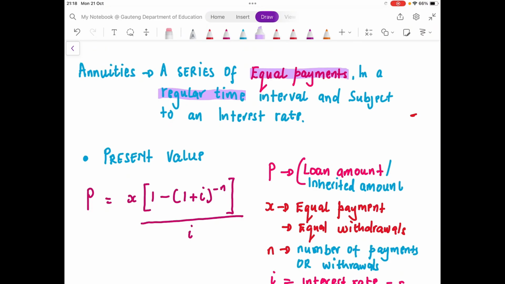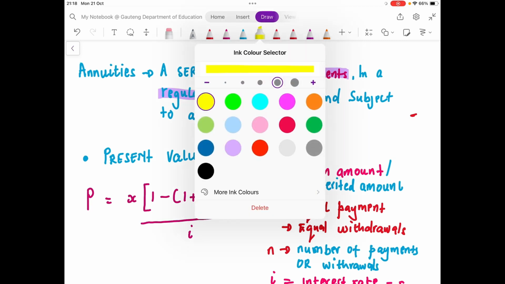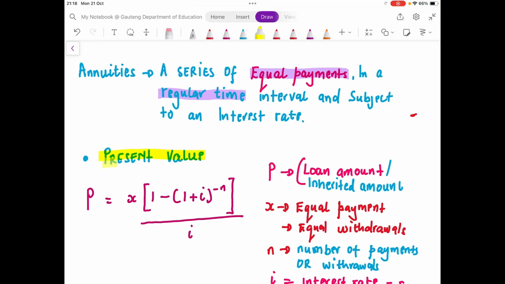Now, we have two different types of annuities in grade 12. There is a future annuity where you are saving for the future. There is also a present annuity. So I will start with present value. Present value is the money that you can use now. For example, if you go to the bank and take out a loan, you are taking out the loan because you want to use that money now. There is no way that you will take a loan and say, okay, I'm taking a loan today, but I want to use that money in 3 years' time.